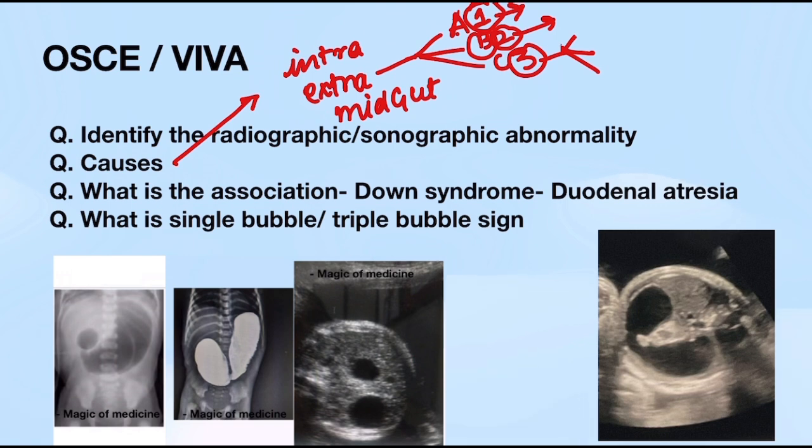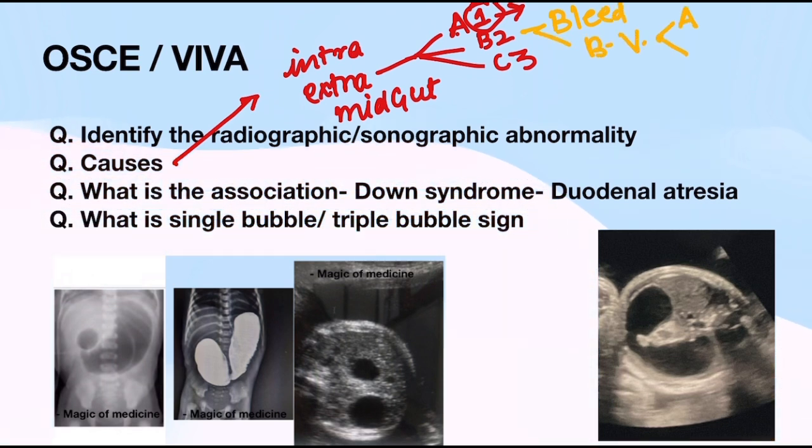A is for annular pancreas, first B is for bleed, second B is for blood vessel. Blood vessels include one arterial cause and one venous cause. Artery, we know which artery can lead to duodenal obstruction, SMA, and which vein can lead, portal vein, when it is pre-duodenal in its location.